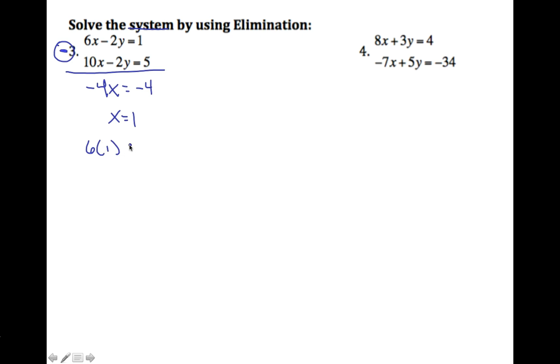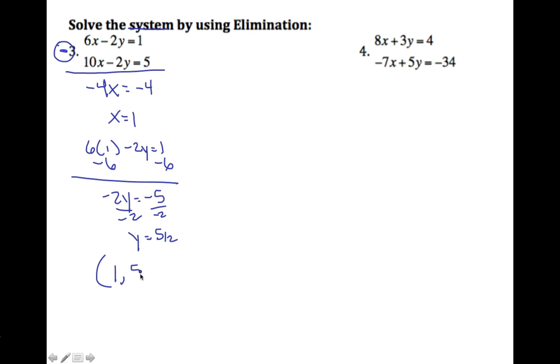So 6 times x minus 2y equals 1. So we subtract 6. We get negative 2y is equal to negative 5. Divide by negative 2, and we get y to be 5 halves. And then we write them as ordered pairs. So 1, comma, 5 halves. So there would be your answer for number 3. For number 4, you can't add or subtract right now to make a variable go away, but we can multiply both equations or one equation by any number other than 0.